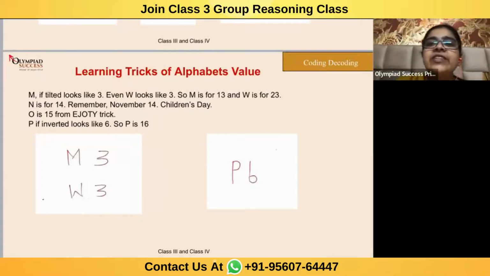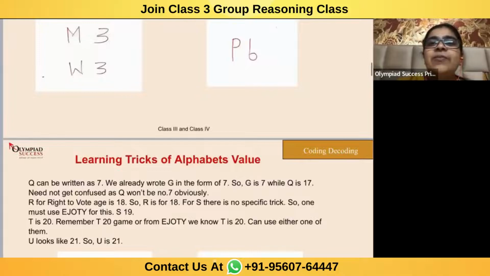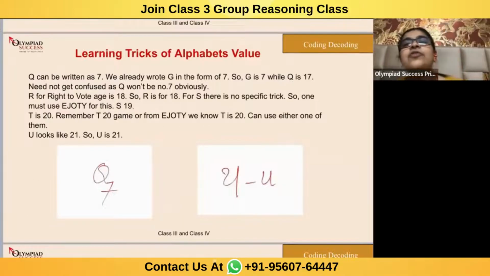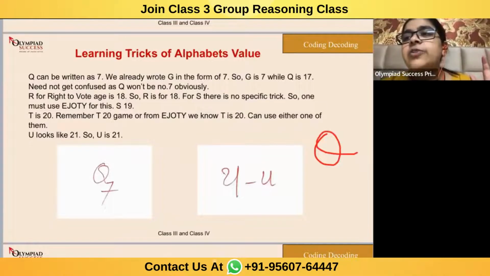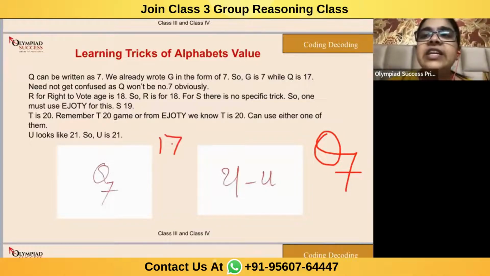Now, till here it's okay? Clear? Okay, we have completed most of it. Now we'll move to Q. So can we write Q just like we wrote G? We wrote G with the 7, and here also I can write Q like a 7. But 7 is already taken up by G. Now the next number available is 17.